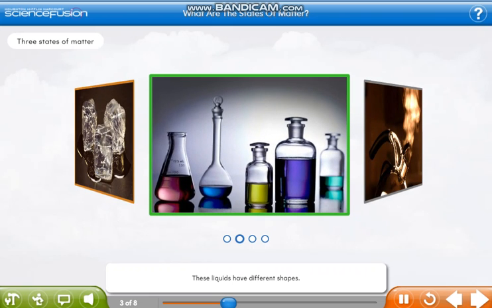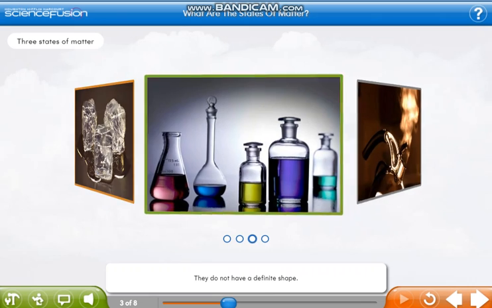These liquids have different shapes. That's because liquids take on the shape of their container. Like solids, liquids have a definite volume. They do not have a definite shape.